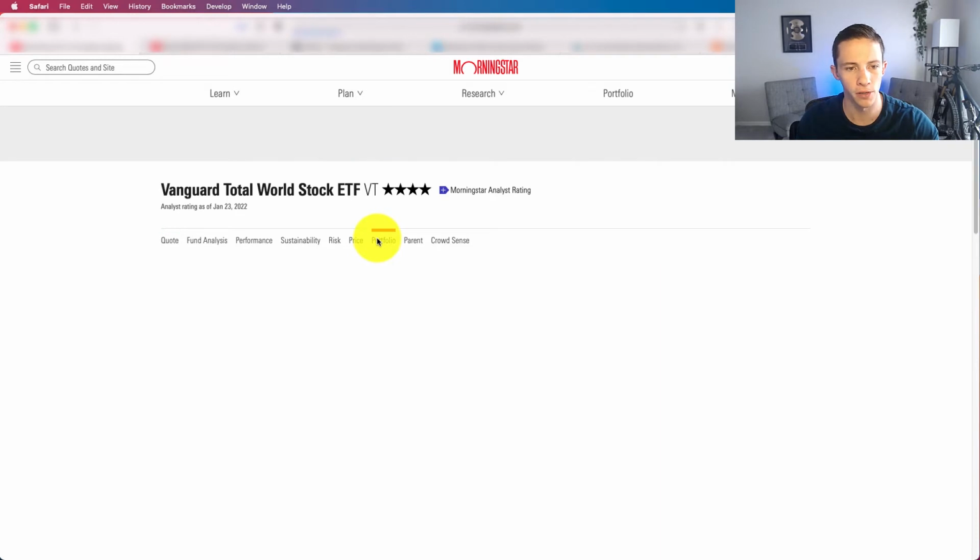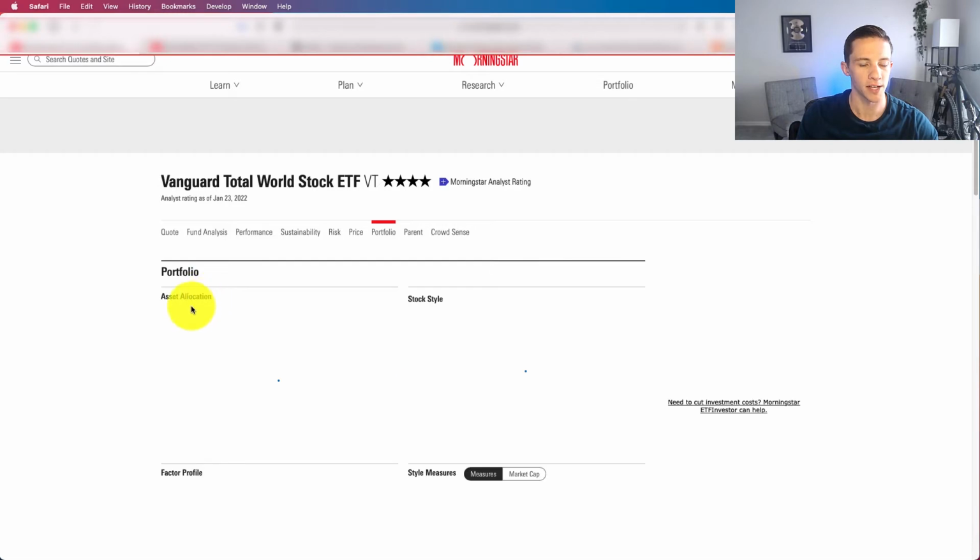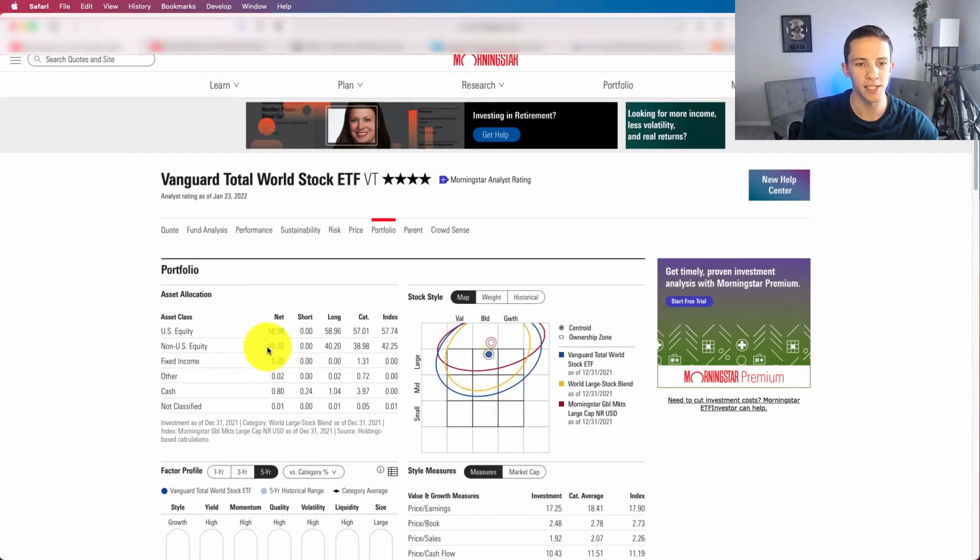So let's take a look at their holdings, and we'll start by going back to VT. We can click on portfolio here. And when it loads, we will see asset allocation. There's asset allocation, and we can see that VT, Vanguard's Total World Stock ETF, is holding about 59% in US equity and 40% in non-US international equity.